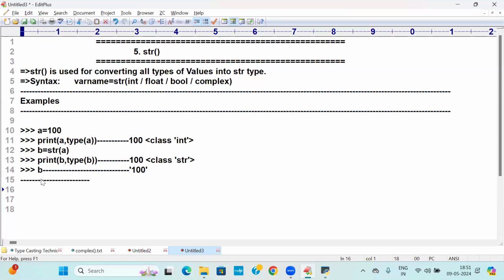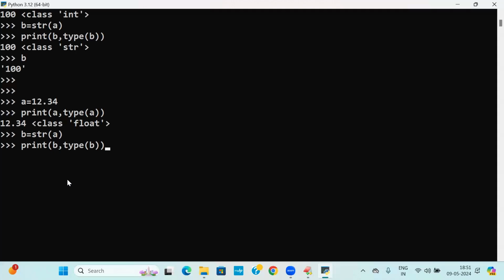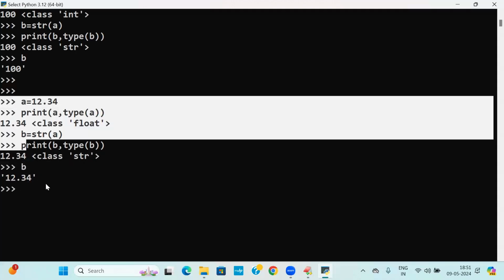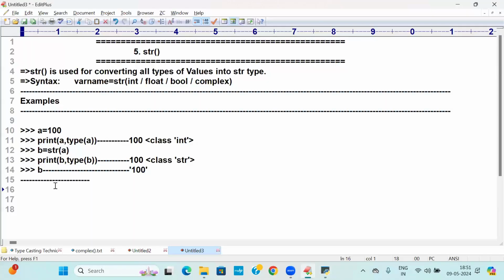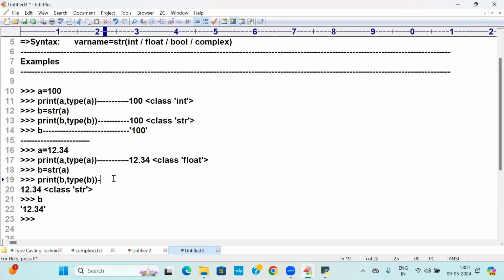Second one I am going to enter. What is the next one? A is equal to 12.34. Print of this A, it is a float type. It is also possible to convert. Print of this B. B is 12.34 within the single quotes. Also possible. Every value can be converted into which type? str type. So I'll write one beautiful table. That table you need to understand, and of course I won't write it in the notes, but you have to remember that. It is the most useful to you in the coding part.